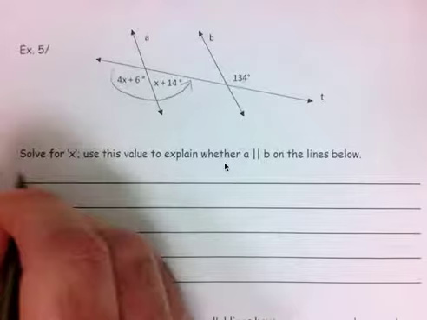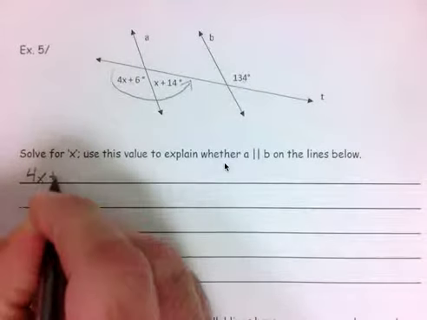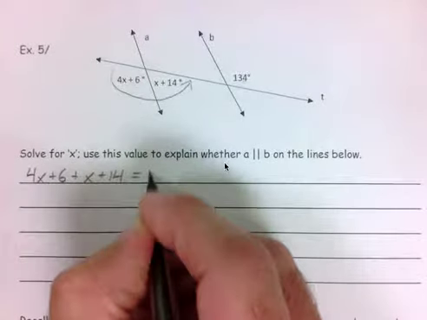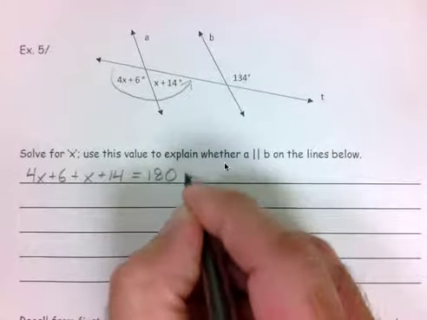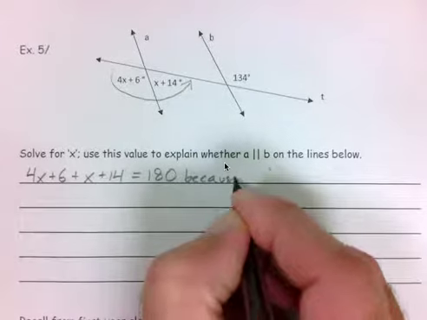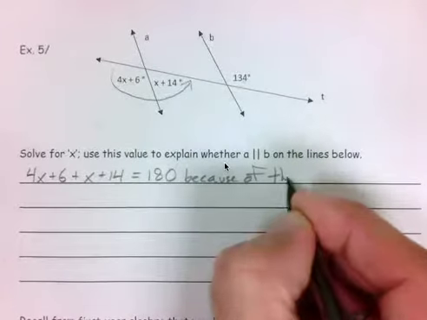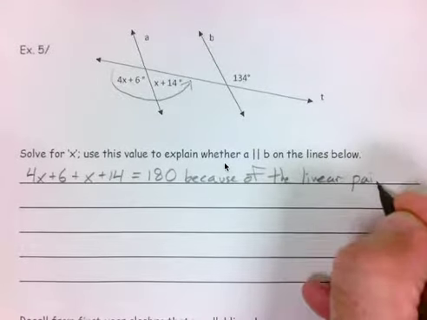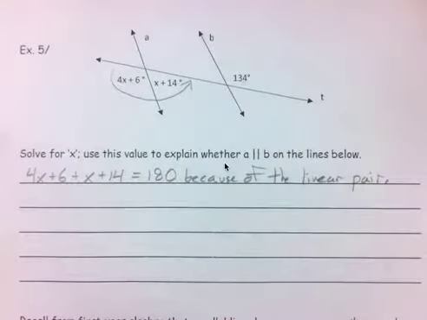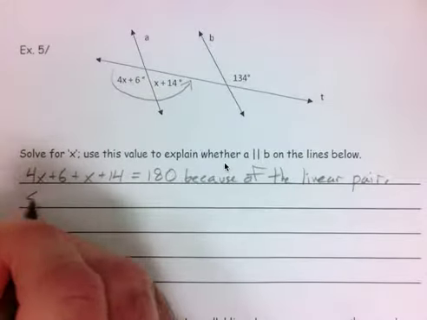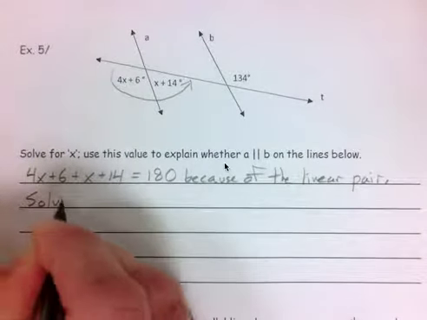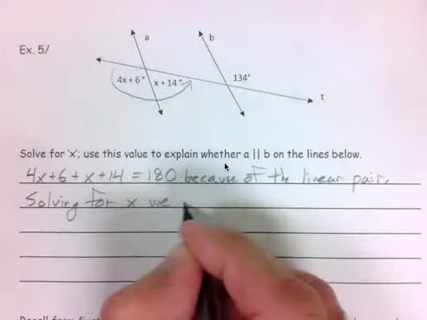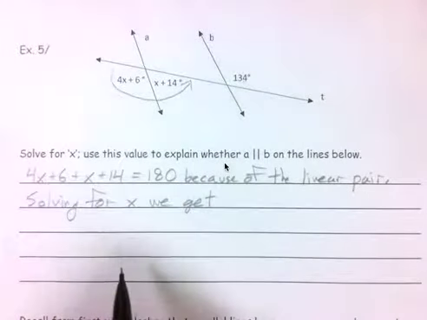So I know that 4x plus 6 plus x plus 14 equals 180 because of the linear pair. All right, so now I can do some algebra to solve for x here. So solving for x, we get the following. I'll just combine my like terms.